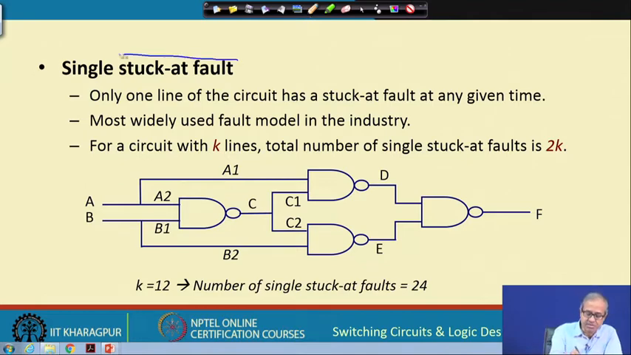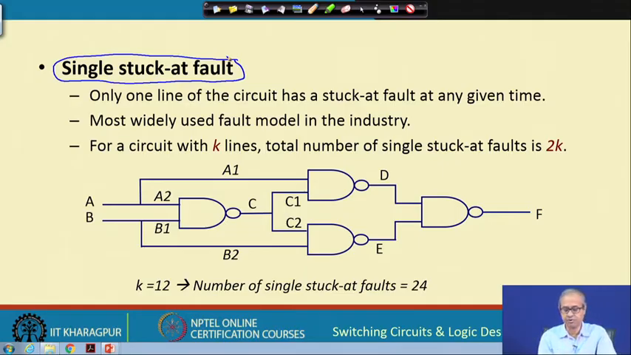First, let us talk about single stuck at fault, which is the most widely used stuck at fault model. This assumes that only one line of the circuit has a stuck at fault at any given time. If a circuit has k number of lines, each of the lines can have two faults, stuck at 0 or stuck at 1. Because only one of them is occurring at a time, total number of faults will be 2k.